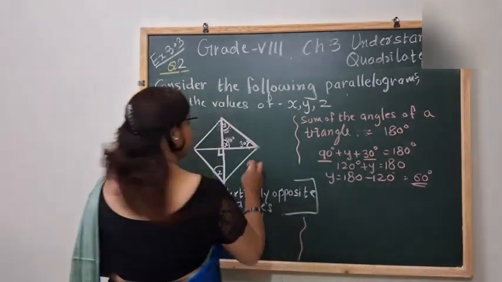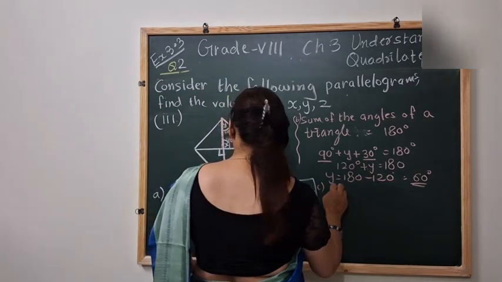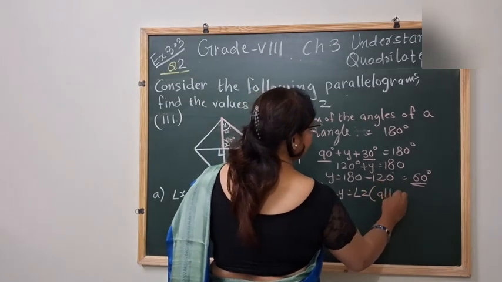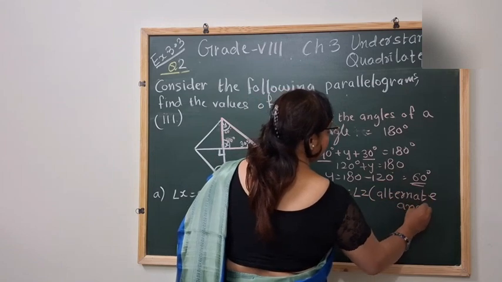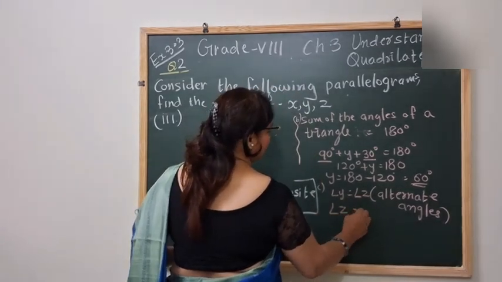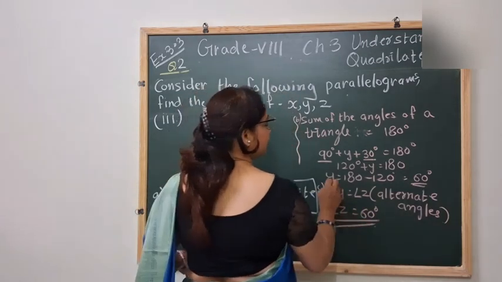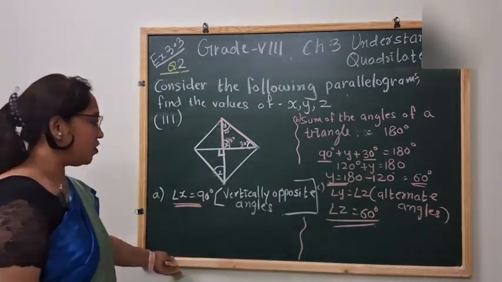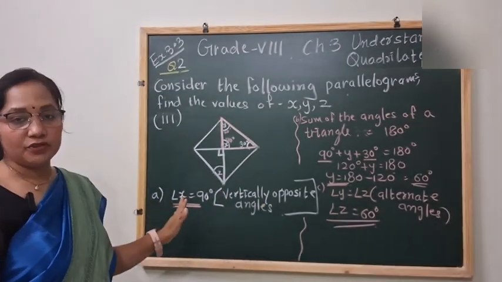So here you can write A, this was B, this is C. Angle y is equal to angle z, alternate angles. So angle z is also 60 degrees. Okay, so we have got angle z here, y is here and x is here. So all the three angles we have got here: 90 degrees, 60 degrees, 60 degrees. So we have done sub question number 3 also.